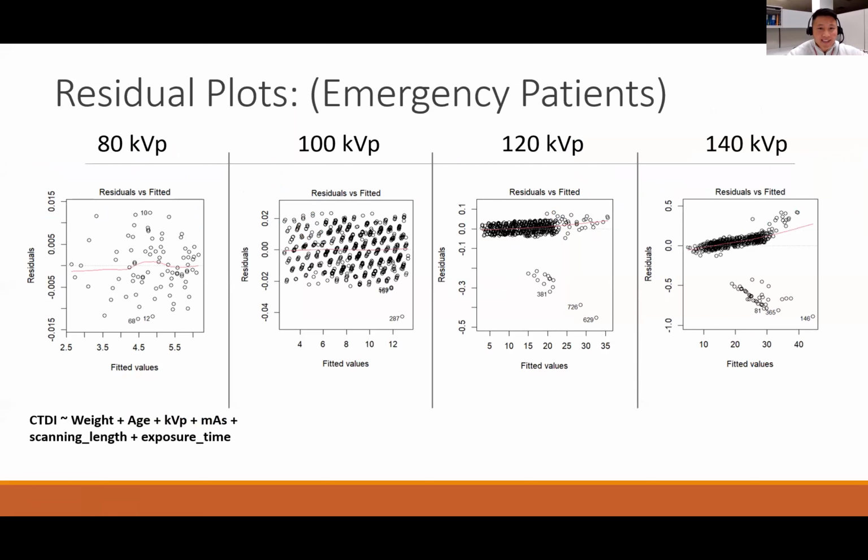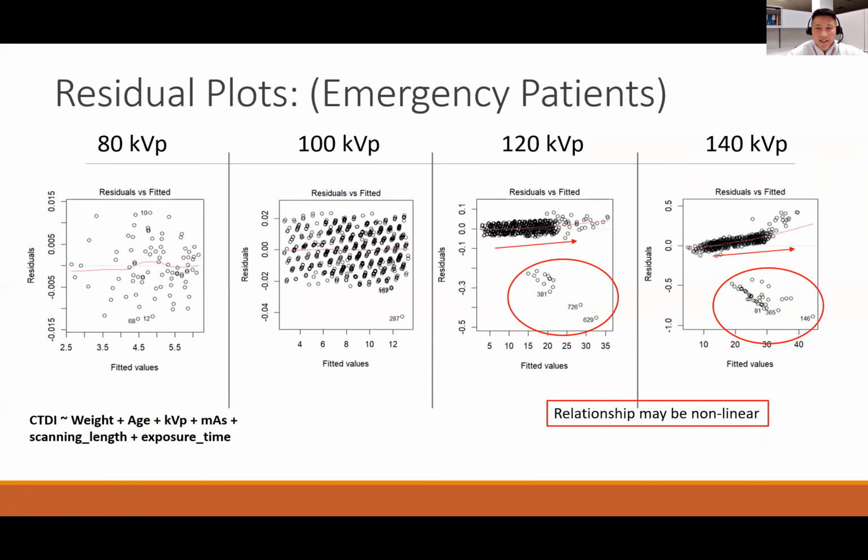So checking the residual plots for emergency patients, broken down by the factor variable KVP. For the first two, at 80 KVP and 100 KVP, the residual versus fitted plots seem pretty good. Whereas for the last two, 120 and 140, it seems to be slightly increasing for both of these, but also quite a bit of outliers towards the bottom. So it leads me to believe that the relationship may not be linear. So I'm not too confident in the model that is being used for emergency patients.